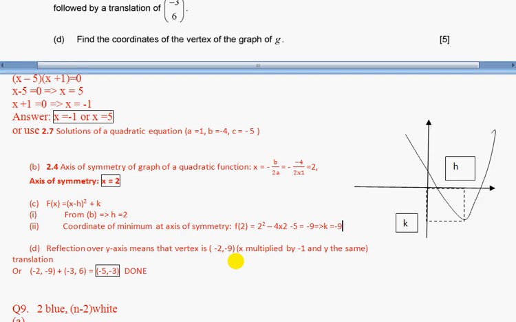Then, to have the translation, we should add the vector of translation. So we look here: minus 2, minus 9 is the position of the vertex after reflection, plus the vector by which we should translate. We get minus 2 minus 3, minus 5, minus 9 plus 6, which is minus 3. So done. This question is done.